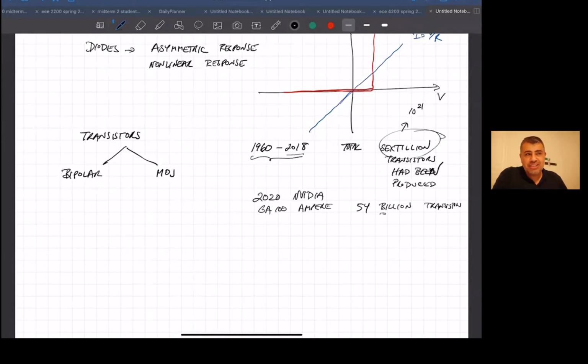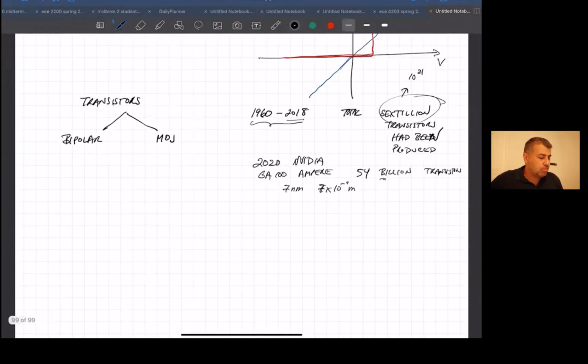Traditional is a relative word, because this particular chip was designed in a 7 nanometer process, 7 times 10 to the minus 9 meters. That's the length of a transistor in this process. I don't know at what distance you start getting quantum uncertainty of where the electrons are, but it's got to be pretty close to this. So anyway, it's just core. Transistors are the most manufactured thing on the planet.